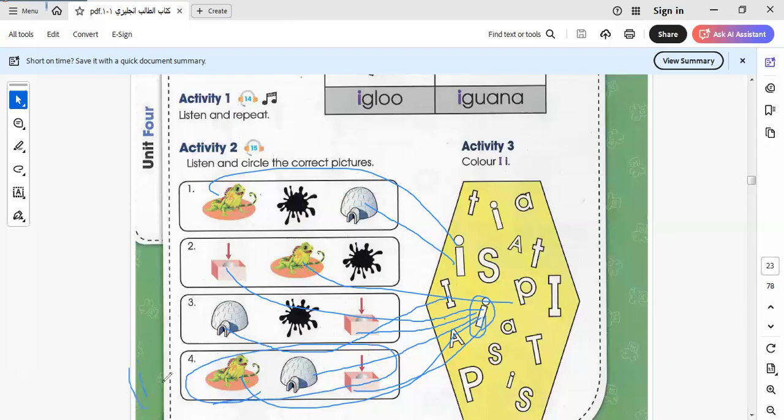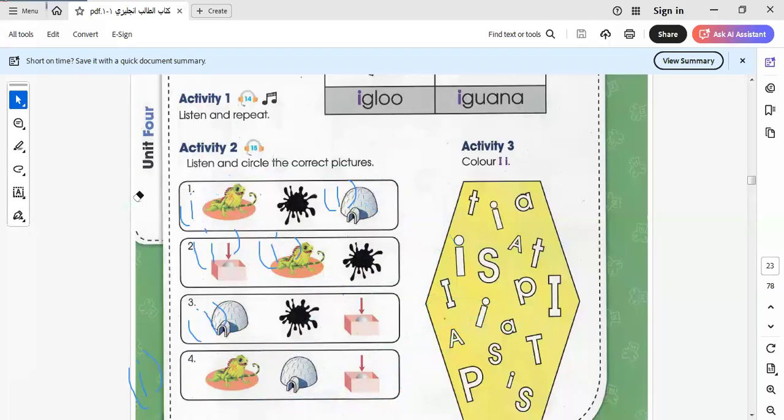Okay. Here we have letter I here and letter I here. Here we have letter I, and here we have letter I. Here we have letter I also, and letter I also here. Okay. So now we know the letter I. Let's go to another item in this unit.